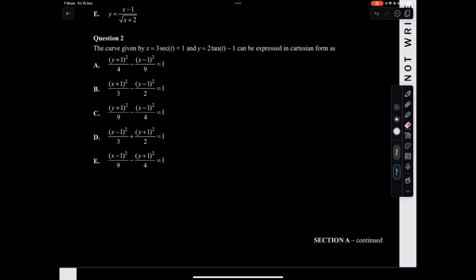A curve given by x equals 3 secant t plus something and y equals this can be expressed in Cartesian form as well. You should know how to do these questions. They are kind of repeating every year. And so we have secant and we have tan. What relation can we use? If you look at your formula sheet, we know this relation: 1 plus tan squared t is equal to secant squared t. So in this case, we want to find tan squared and secant squared. So let's solve for that.